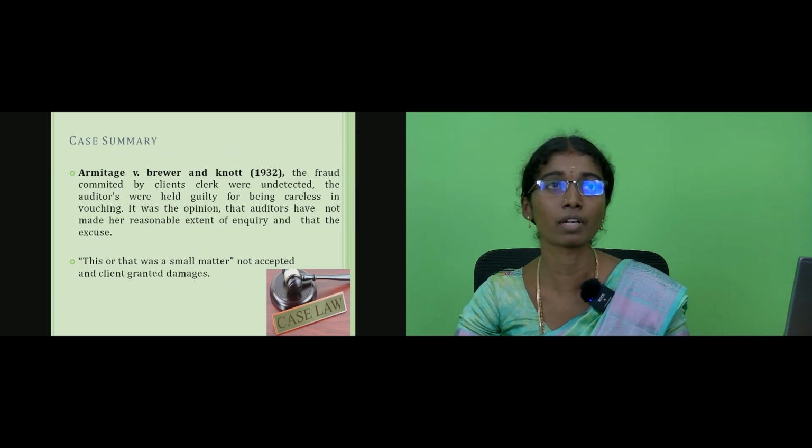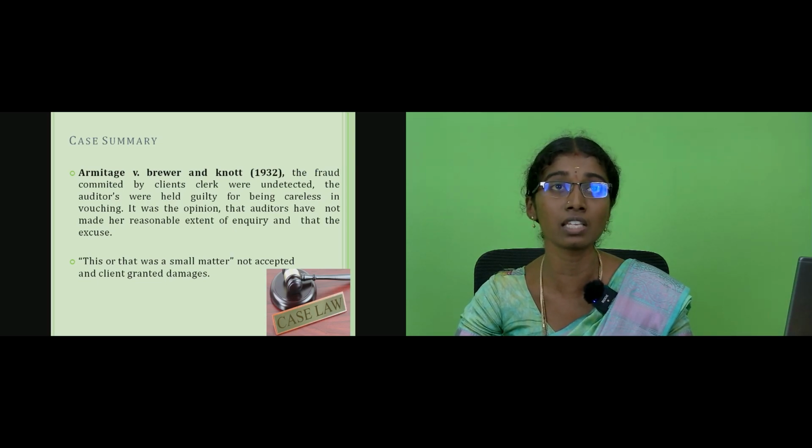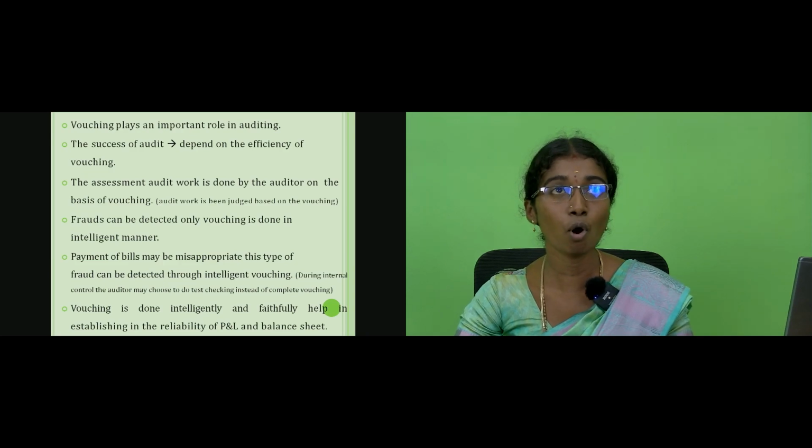Here is a case summary: Armitage versus Beaver and Knott, in the year 1932. A fraud was committed by the client's clerk. It was not detected by the auditor because he was carelessly verifying the books of accounts. So in that case the mistake or fraud was not detected, and the auditor is liable for whatever damages the client underwent. So the importance continues: vouching plays an important role in auditing, as we discussed earlier.